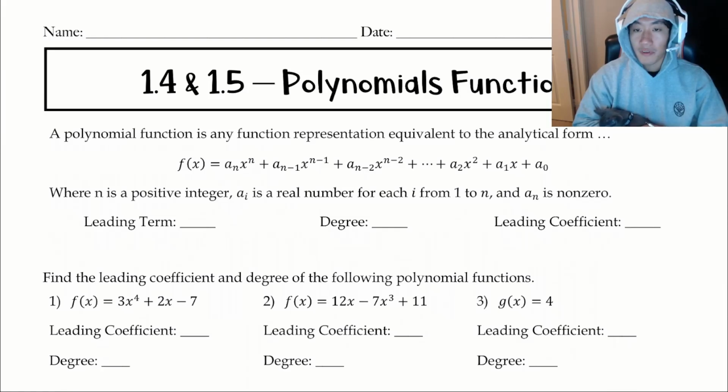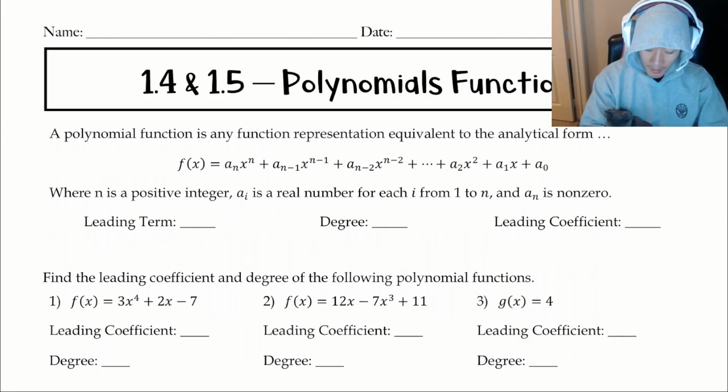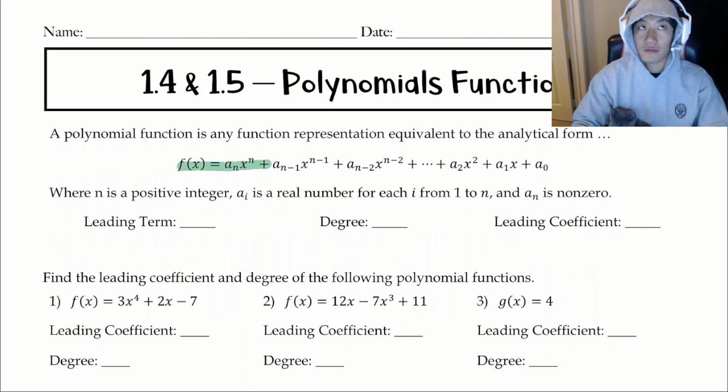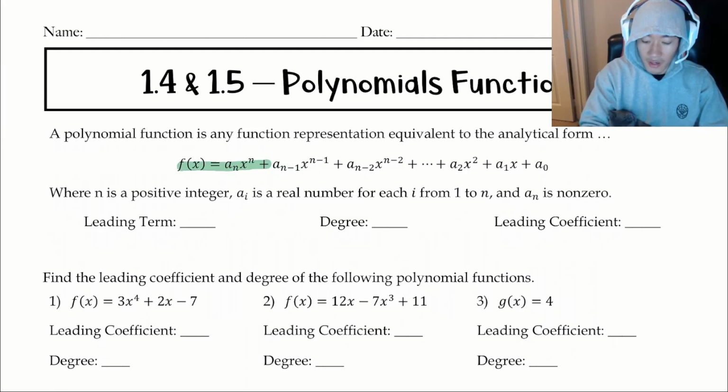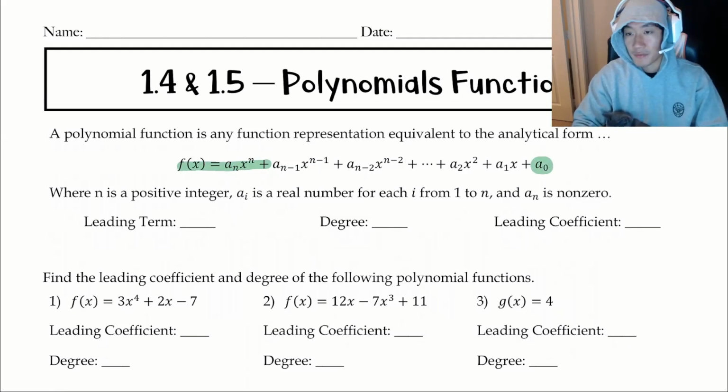So a polynomial function is any function representation equivalent to the analytical form. This says here f of x is equal to a sub n x to the power of n plus every term that's one degree less from that term, essentially, until you get to your constant value, a sub 0. But if you want to read it out completely, you can read it out.